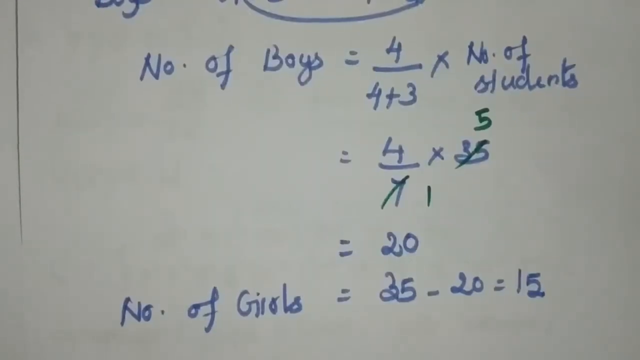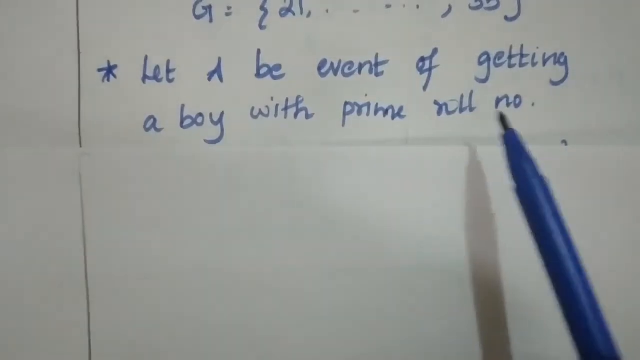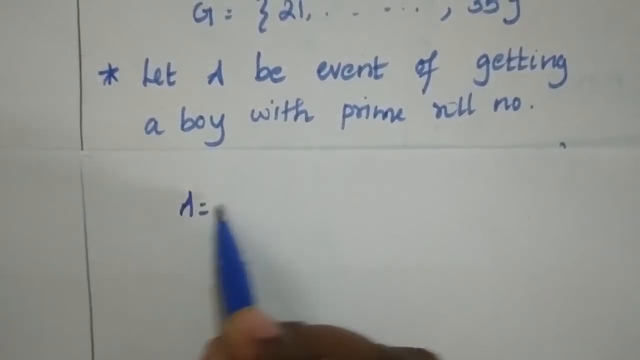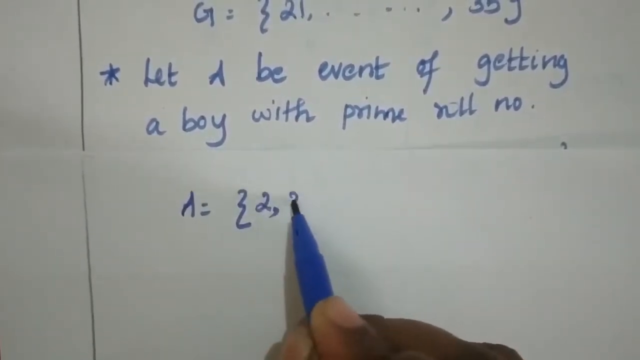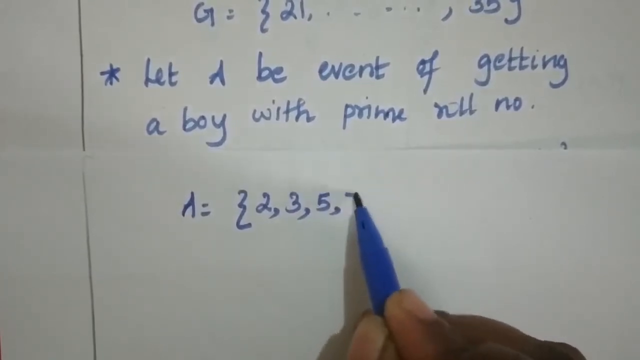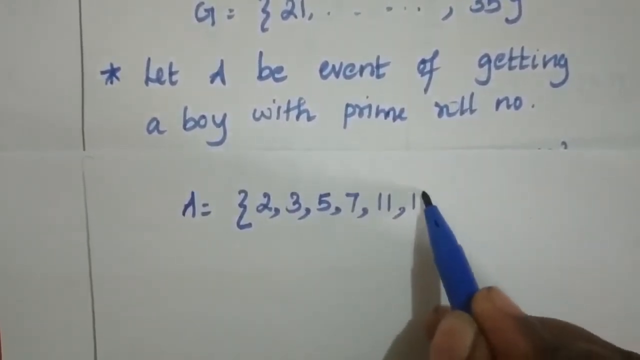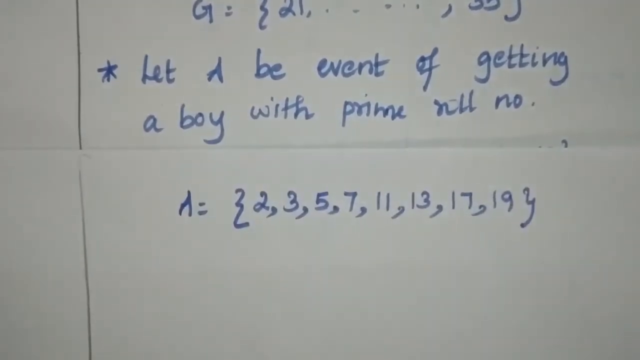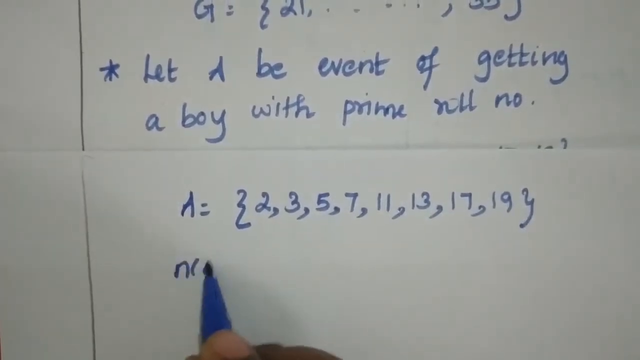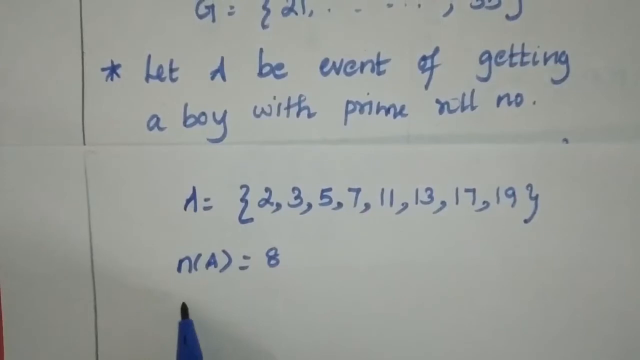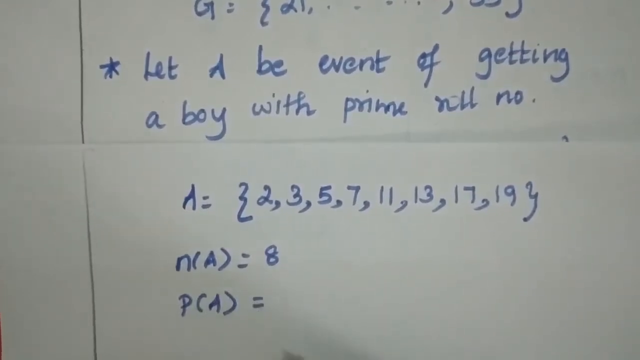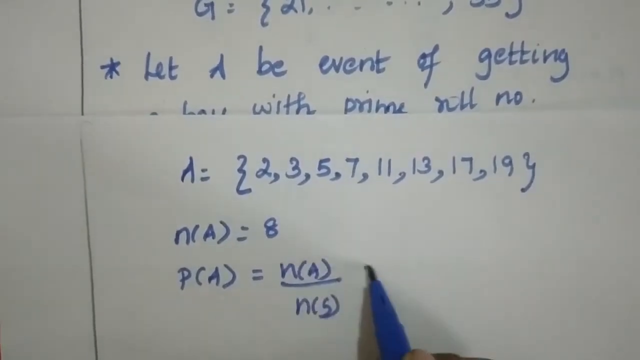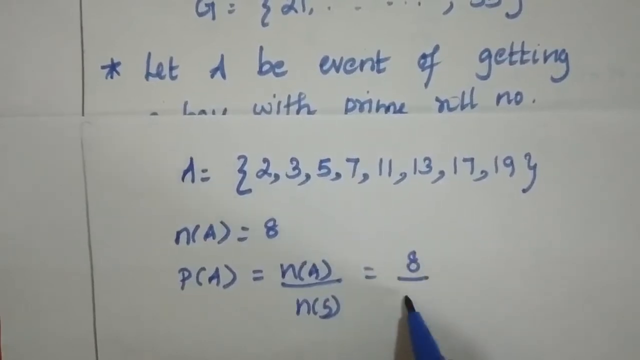Let A be the event of getting a boy with prime roll number. So A is 2, 3, 5, 7, 11, 13, 17 and 19. So N of A is equal to 8. Now we have to find its probability value. P of A is equal to N of A by N of S. Substitute the values here, we will get 8 divided by 35.